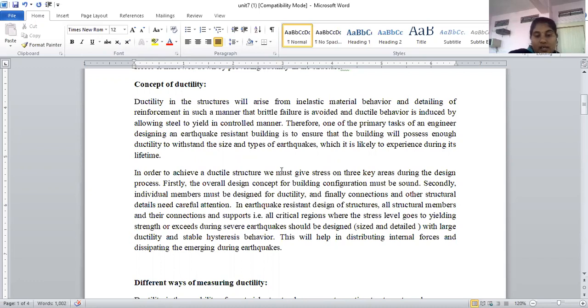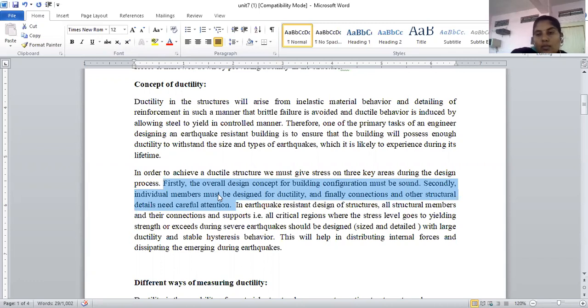In order to achieve a ductile structure, we must give stress on three key areas during the design process. During the design process, there are three very important parameters. First, we give attention to the overall design concept of the building configuration. Building configuration related parameters we have already learned in unit number 5: how the plan should be, the height, length and width of the building. Considering all these parameters, the configuration of the building should be sound. That is the first point.